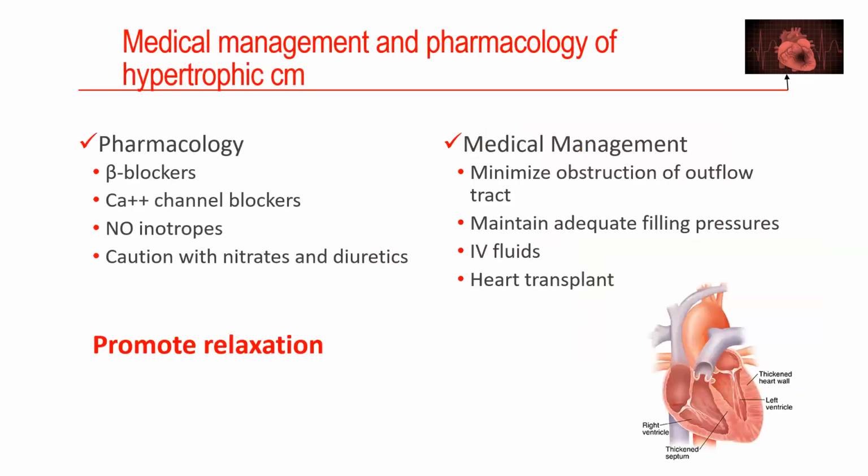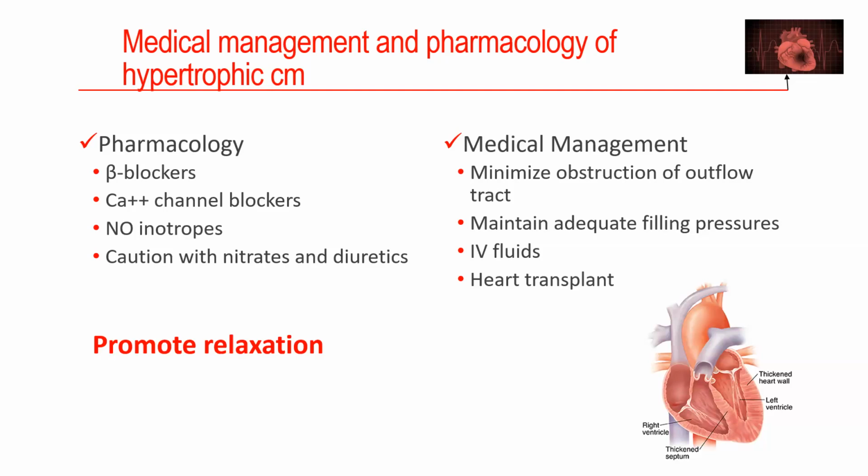So medical management of hypertrophic cardiomyopathy, you are trying to promote relaxation of the ventricle. So you'll use a beta blocker. Remember, beta stimulation is what increases the myocardial contraction, so we're going to block beta. We're going to block calcium because calcium is necessary for contraction. What we're trying to do is reduce the effect of the hypertrophied ventricle and promote relaxation. If I can promote relaxation, I'm going to have better filling.